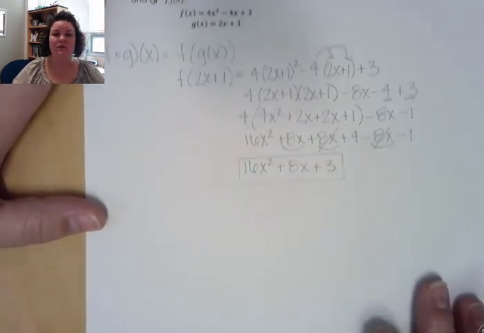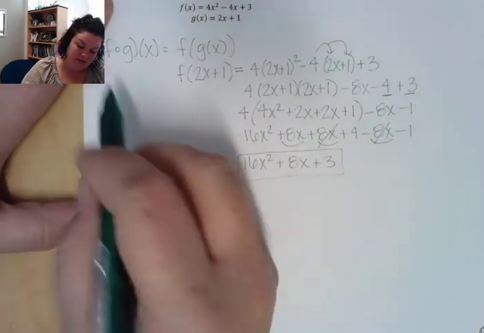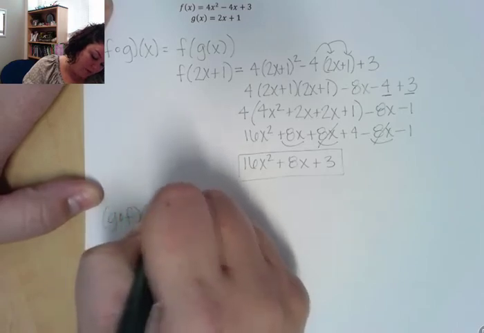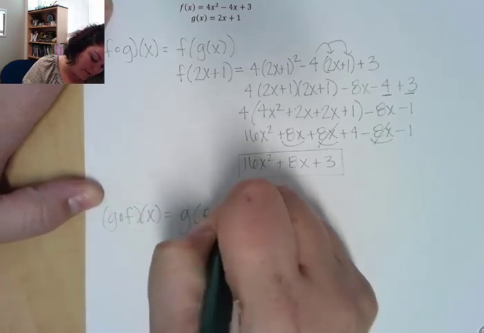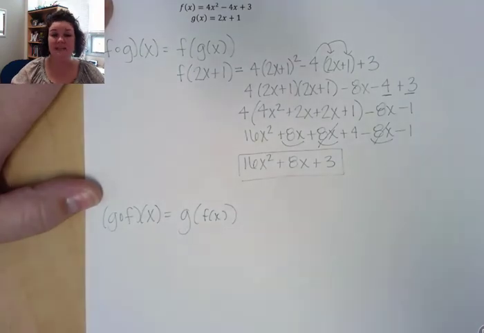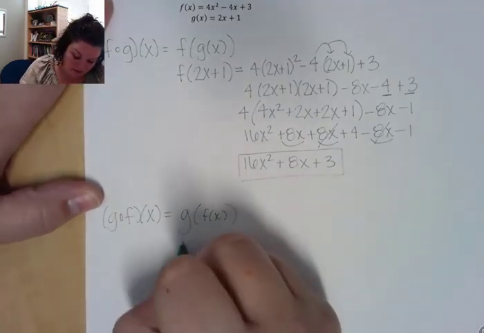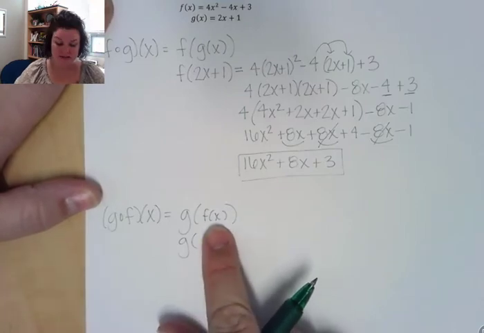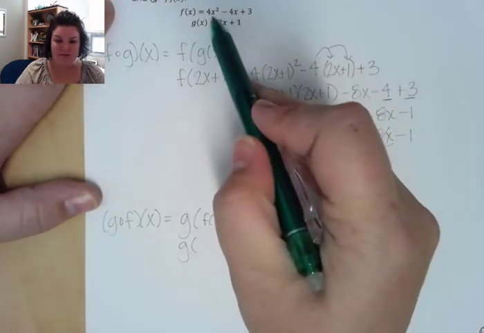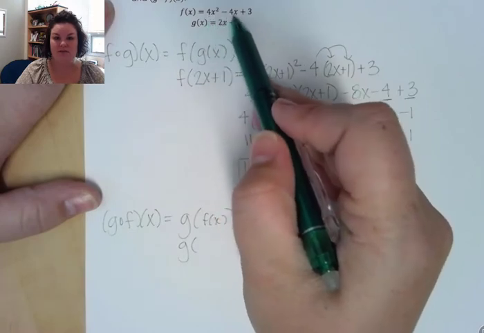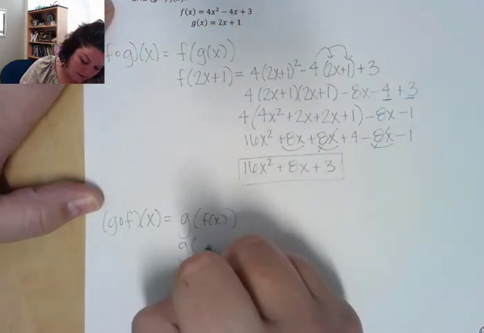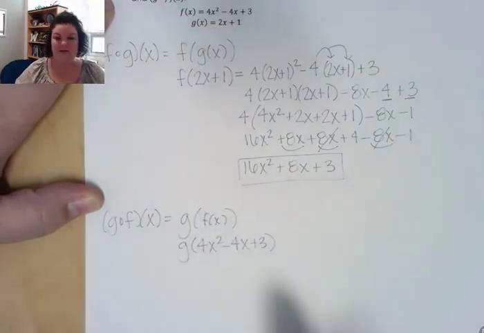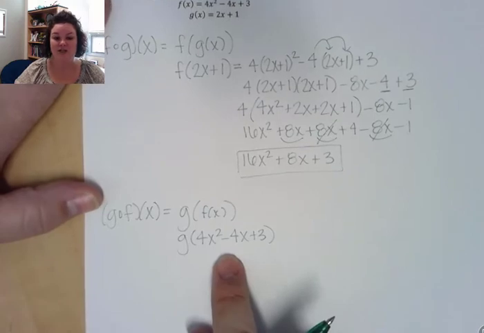Okay, let's look at going the opposite direction. So now instead of f composed with g, we want to do g composed with f of x, which means this time we're going to be sticking our f function inside our g function. So inside the parentheses, I want to write what the f function is. If we look at the top of our page, our f function is 4x squared minus 4x plus 3. So 4x squared minus 4x plus 3 is what we're going to plug inside our g function.